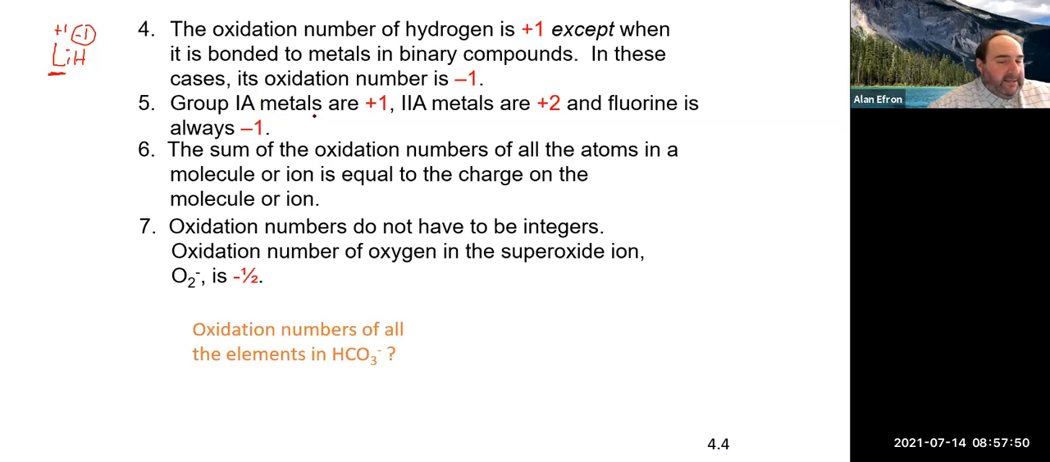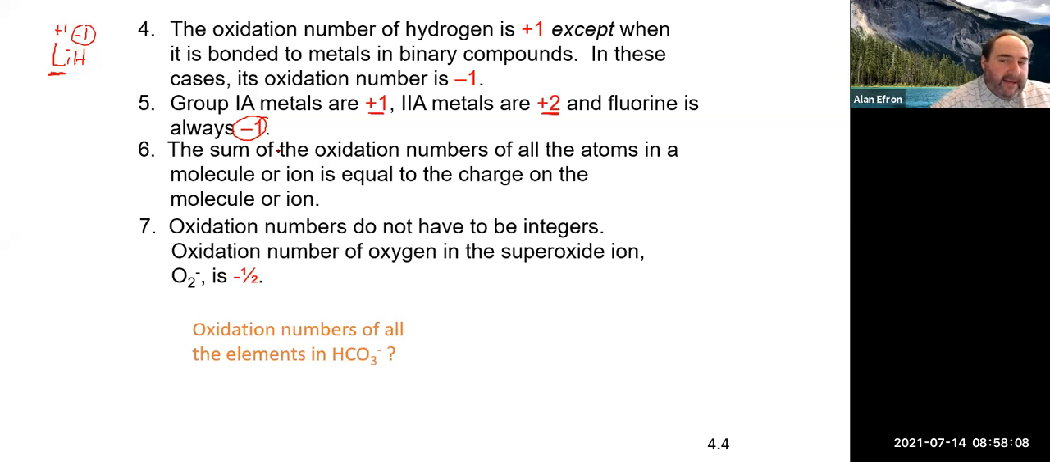Everybody in group 1 has a normal charge, and its oxidation state is +1. Everybody in group 2, same deal, because if we go past that, you're heading into those core electrons, which won't happen. And fluorine, which is the most electronegative, will be -1 in all cases.